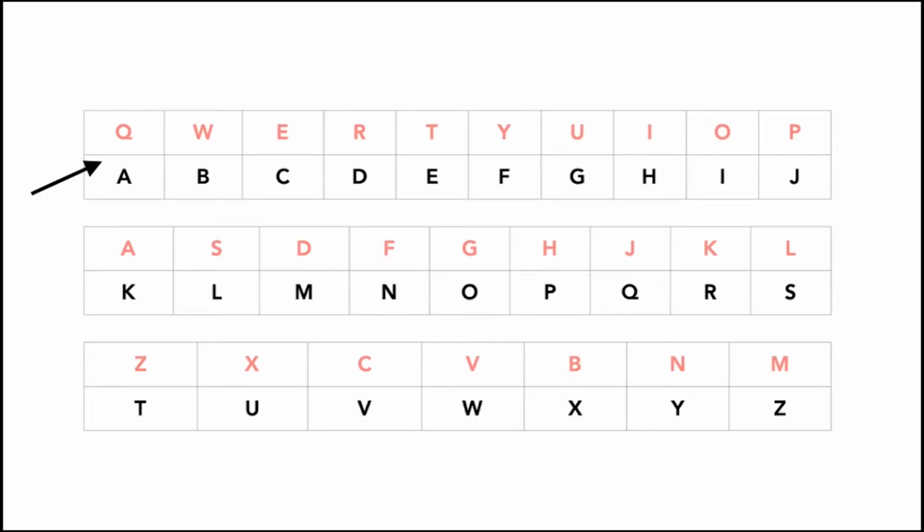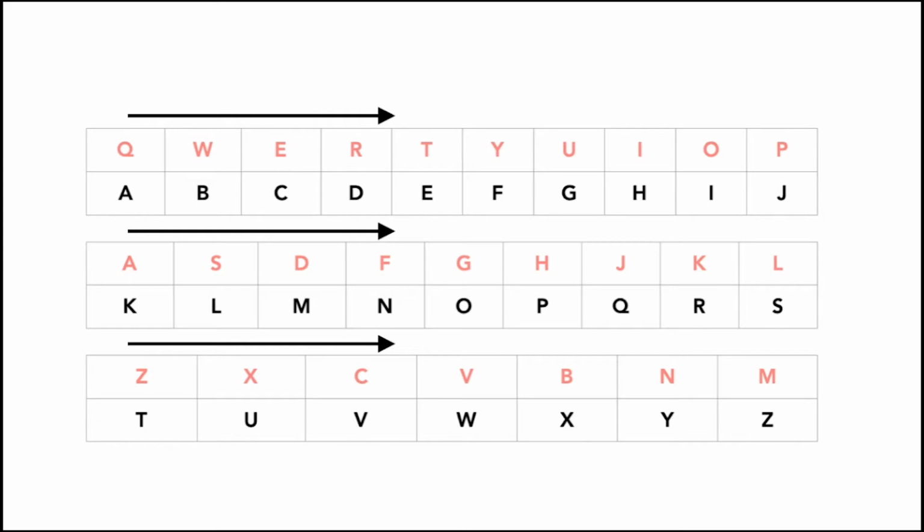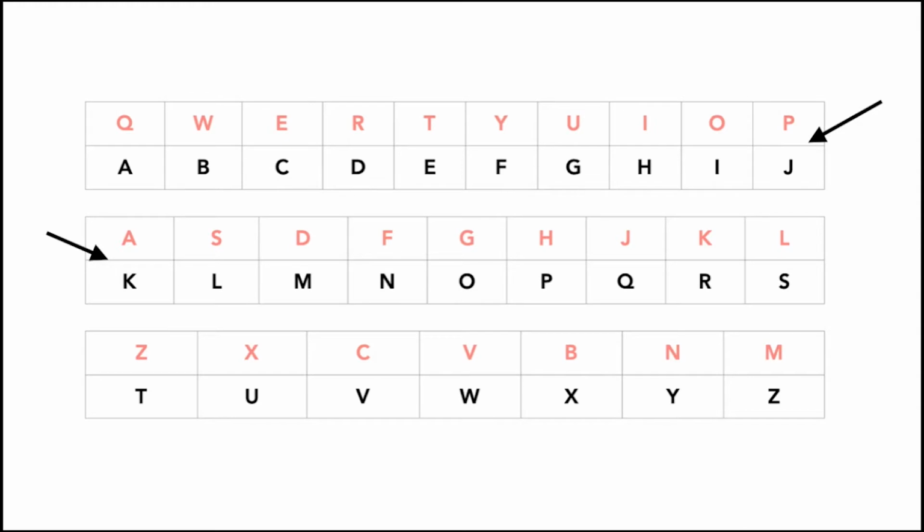So we started in the upper left, which is letter Q, which will be represented by letter A, and we will follow a direction to the right, which basically means after Q is letter W, which will be represented by letter B, and so on. Note, we always start from the left, so basically after letter P, which will be represented by letter J, the next letter in the Qwerty keyboard will be letter A, which will be represented by letter K.